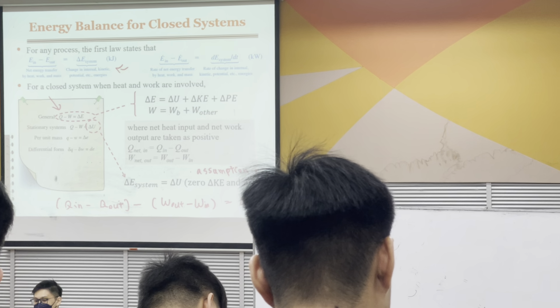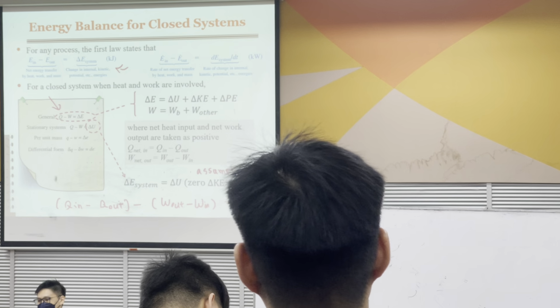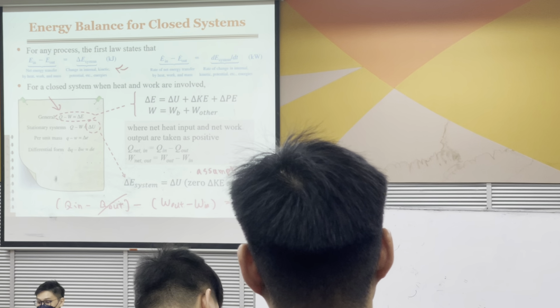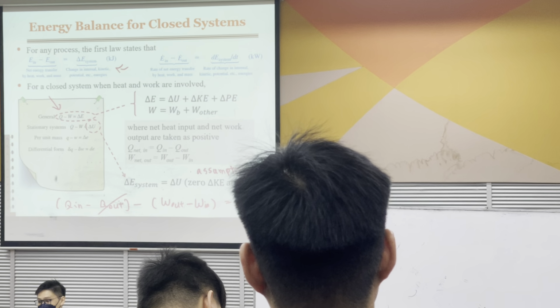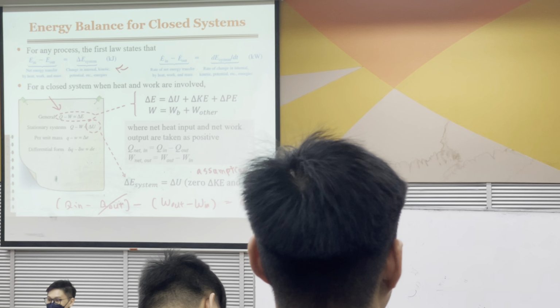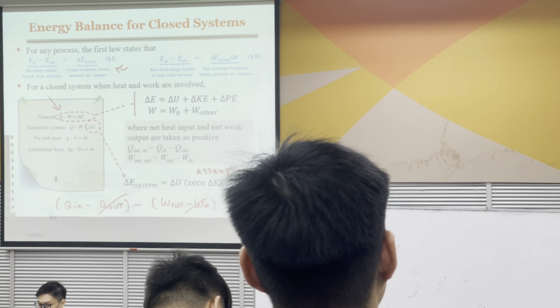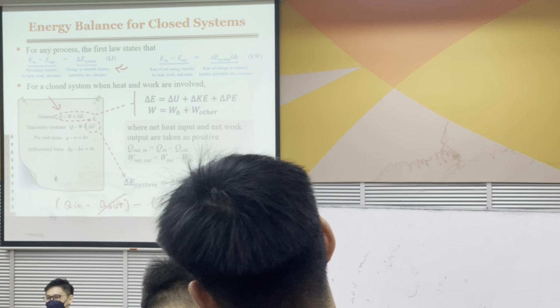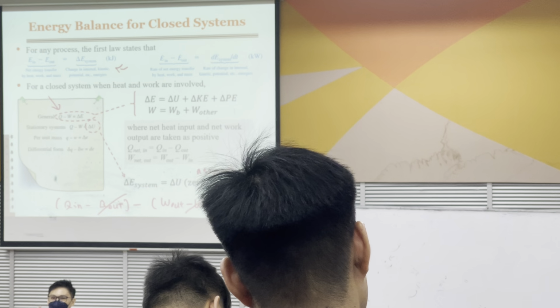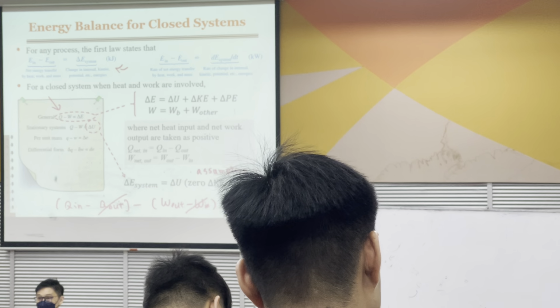So let's say you know that the question, for example, has a Q in, then you just cancel Q out. There's no Q out. Then if you're expecting work out or work in, then you also cancel off. So usually it will be one in, one out, one in, one out. You cannot have all the energy to be in or all the energy to be out.